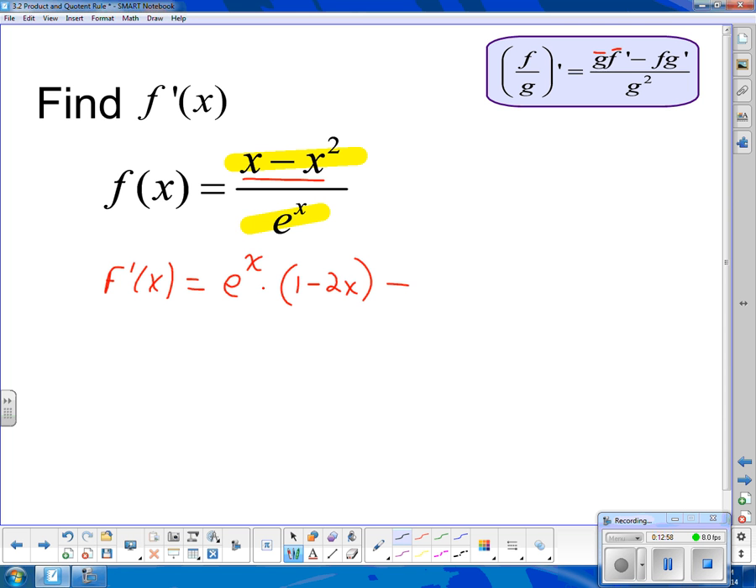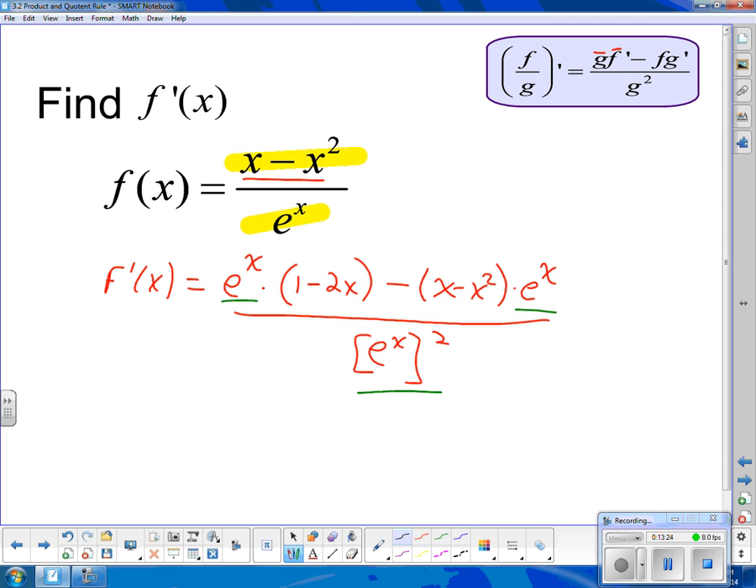So from that, we're going to subtract the top function, x minus x squared. And that's going to be multiplied by e to the x. And all of that's going to be over the denominator, which is e to the x, and that is going to be squared. Again, simplification sometimes is the hardest part of this. First thing I notice is that the two terms in the numerator have e to the x as a factor, and the denominator contains e to the x as a factor twice. So I can cancel from each of those if I divide out one of those e to the x's, and that leaves me that.